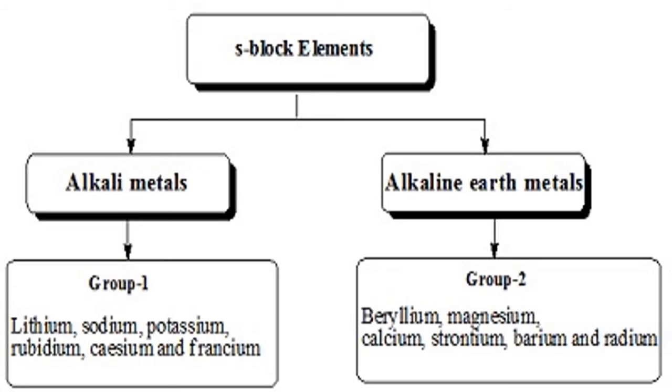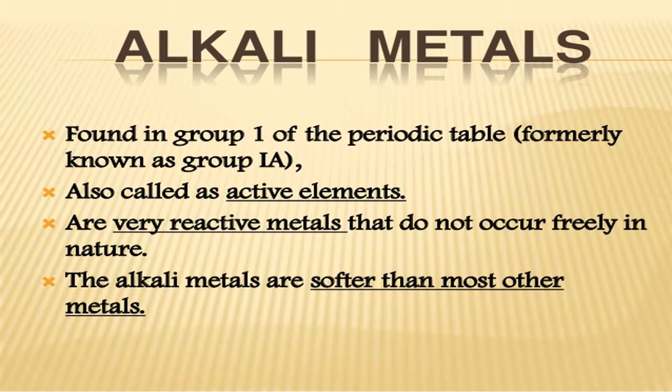Okay, right. Now we study first the alkali metals found in group 1 of the periodic table. Earlier it was known as 1A. To avoid the confusion between 1A and 1B, now as per the IUPAC, we have classified the groups straight away as 1, 2, 3, 4 using Hindu-Arabic numbers.